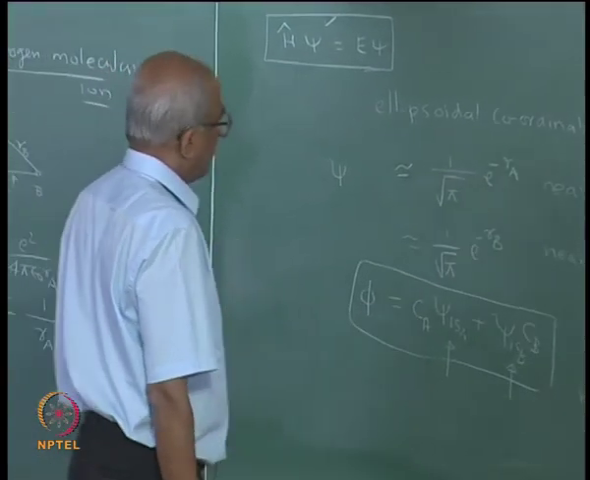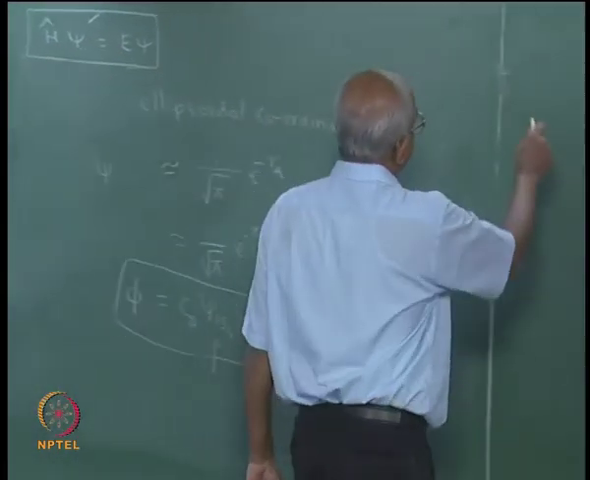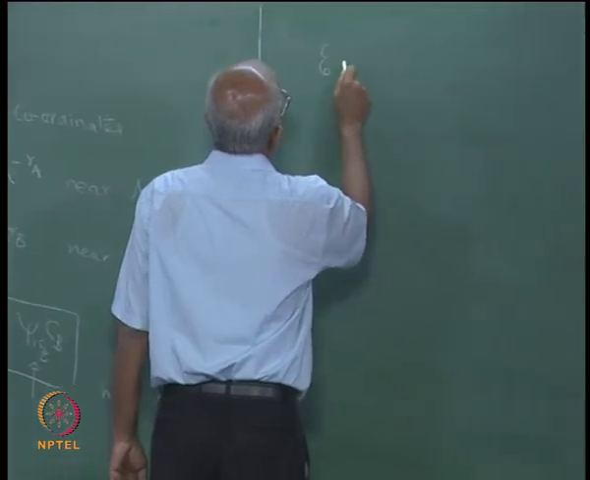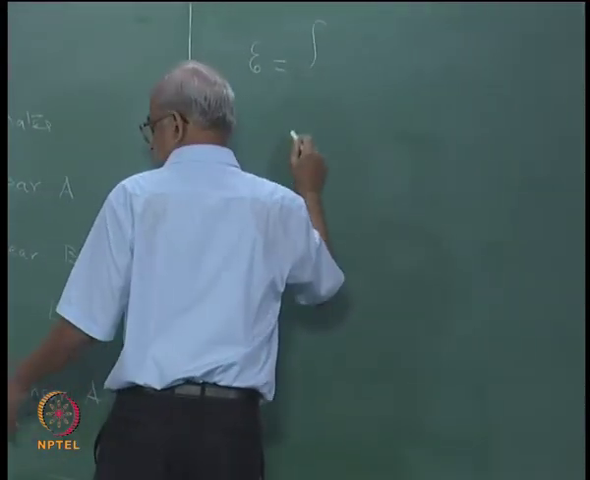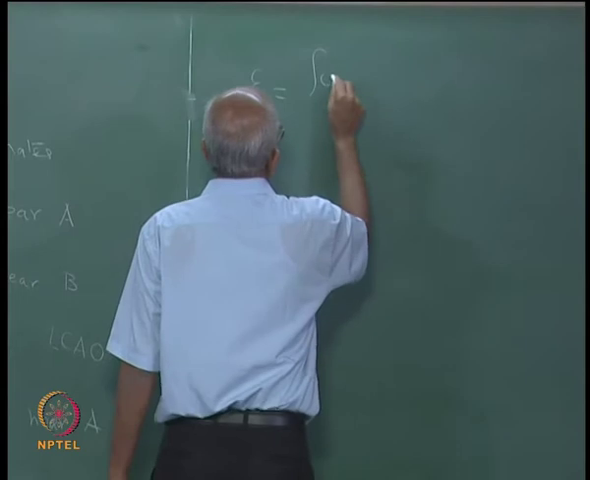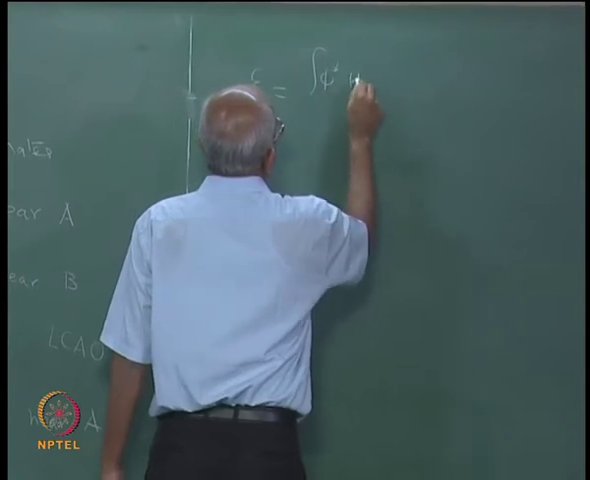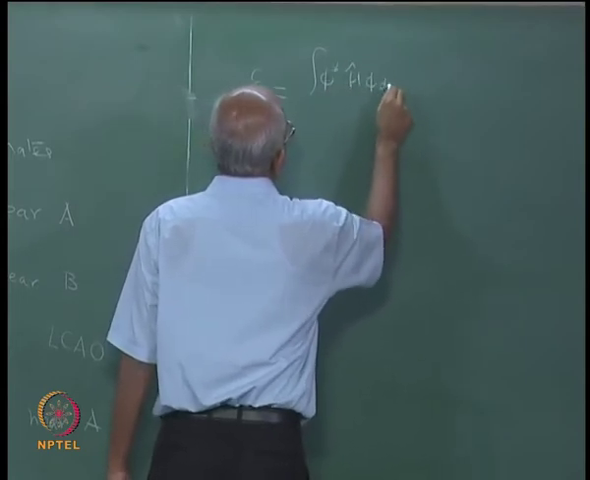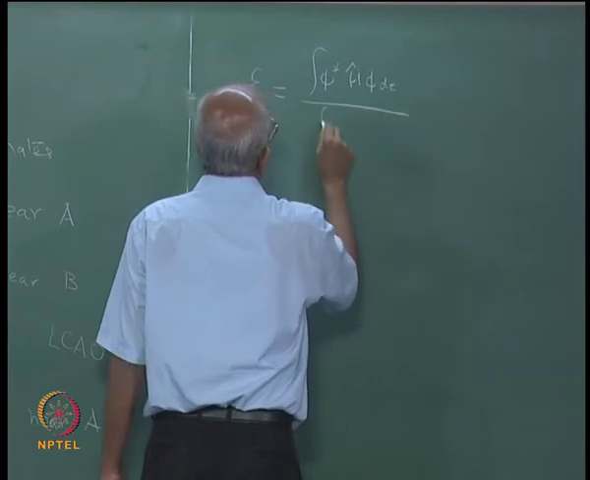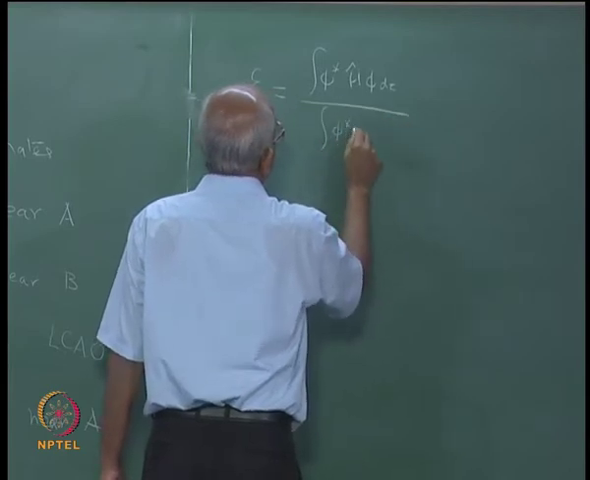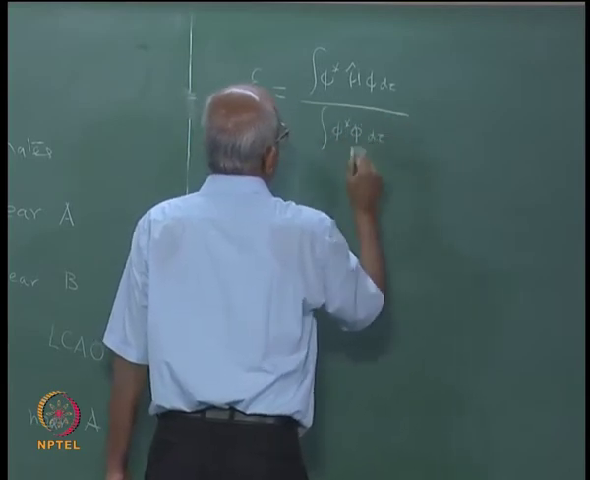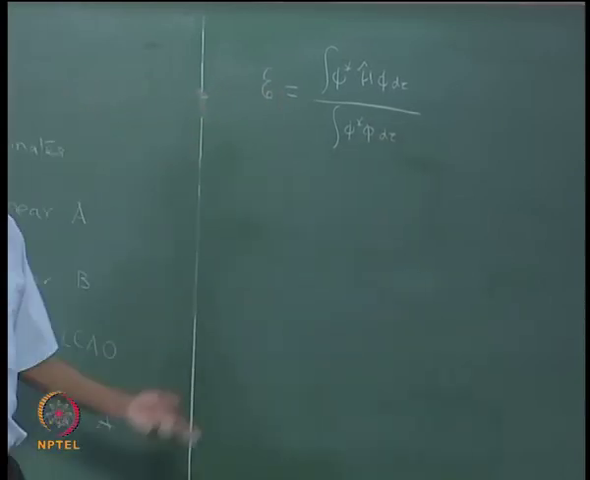So, now I will evaluate script t. What is my script t? It is going to be equal to the integral, this is my phi, so I am going to have phi star h phi d tau divided by the integral phi star phi d tau. That is all.